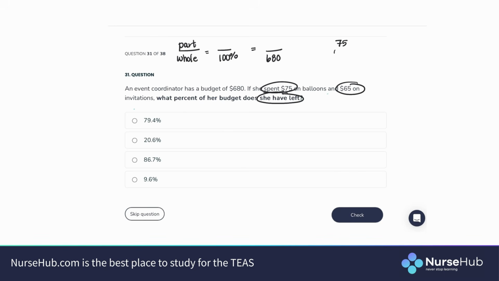So 75 plus 65, that is going to give me $140. So that's $140 spent. We're looking for how much she has left. So $680 minus 140 tells me that she has $540 left. So we are trying to figure out 540 is what percent of 680. Step 1. We're really going to take that and do 540 divided by 680.